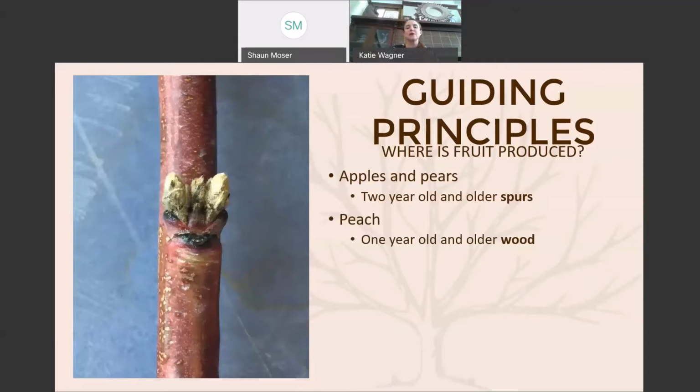Okay, this is what the 1-year-old wood of peach and nectarine, our stone fruits, looks like. The two fatter buds on the outside are where the fruit is produced. So we would have 2 peaches or nectarines right here, and this more slender bud in the middle is a leaf bud.